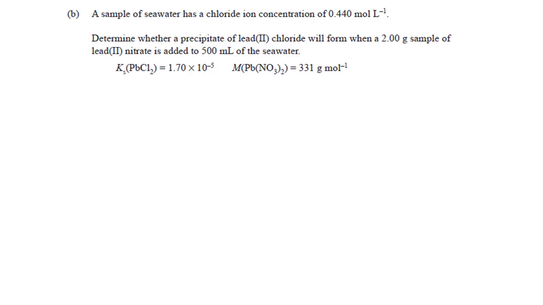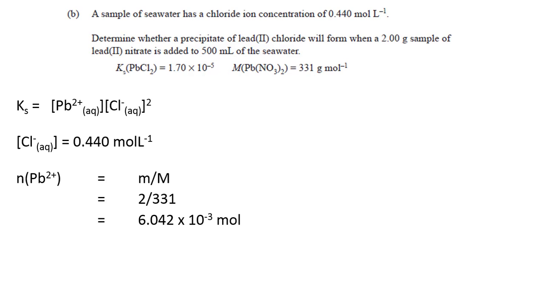To answer this question, what we need to do is calculate an ionic product, which uses the same working as Ks, and when we get a value for the ionic product, we need to work out if it's bigger than Ks, then the solution is going to be more than saturated, so a precipitate is going to form, and if it's less than Ks, then no precipitate is going to form. So in the problem, we're given a concentration for the chloride ion in the seawater, which is 0.440, and we need to use the rest of the information to find the lead ion concentration.